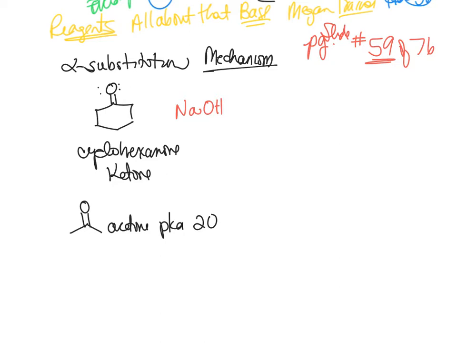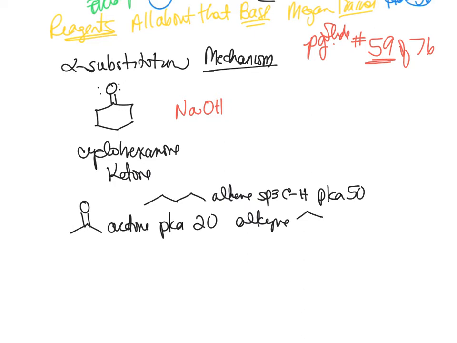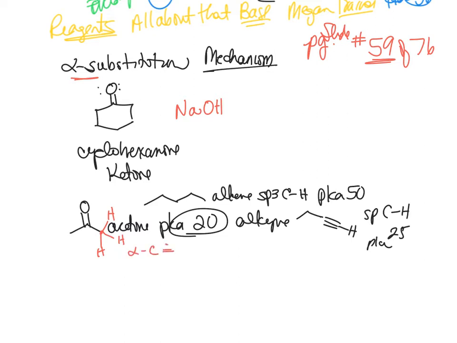pKa value of an alkane, sp3 carbon hydrogen, 50, right? What about an alkyne? A terminal alkyne, sp carbon hydrogen, 25. So here's 20. So is this more or less acidic? Which proton are we talking about? We're talking about the alpha, okay? So we're talking about this hydrogen here. So the alpha carbon of a ketone has a pKa of 20.